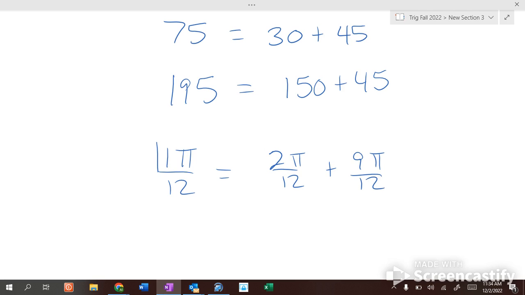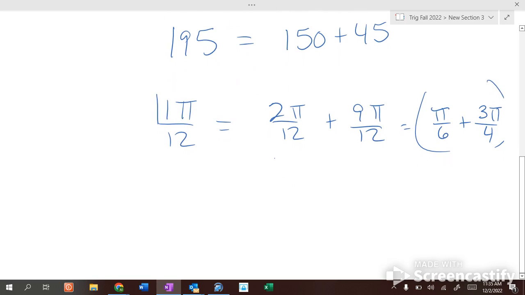Are those on there? Yeah, they are, just in a different form. So this is pi over 6 plus 3 pi over 4. Those are on there. That's how you get 11 pi over 12. Pi over 6 plus 3 pi over 4. You're never going to figure this out? I'm bad at fractions. I'm sorry, but today is all fractions. Yeah. Not all fractions, but how do we get negative pi over 12?